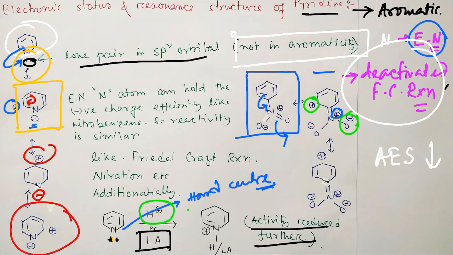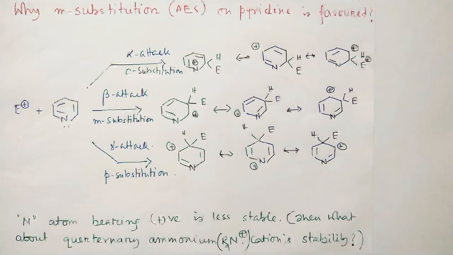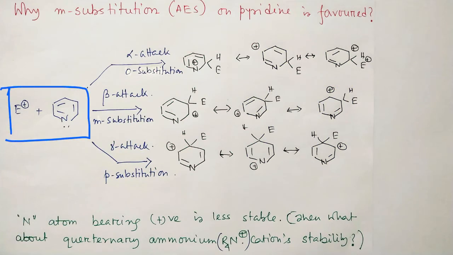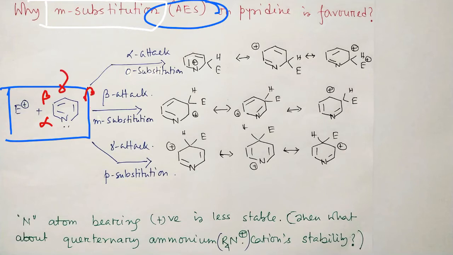Okay, so let's discuss how low the reactivity actually is. To understand that, we need to discuss the reactivity of pyridine with an electrophile, because we are discussing its reactivity for aromatic electrophilic substitution, and we will understand why the meta substitution for pyridine is favored over ortho and para. In order to understand that, let's first name this nucleus. For example, this is alpha, this is beta, this is gamma. Similarly, this is also beta, this is also alpha.